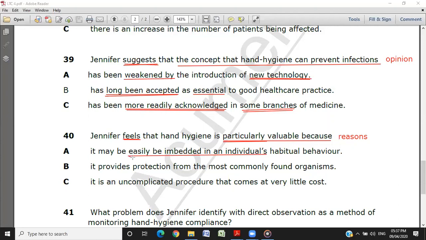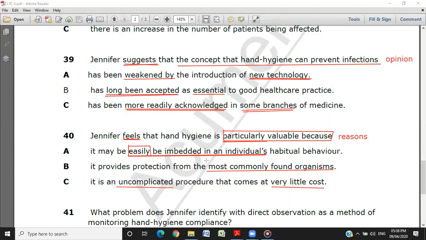So I tend to go for negative and extreme words. So sometimes if there is no negative word, then extreme words like easily are telling us that yes, it's something that can be done easily. Then provides protection from the most commonly found organisms. And it is uncomplicated and cheaper, with very little cost. So what reason is she particularly trying to highlight about the benefits of hand hygiene?